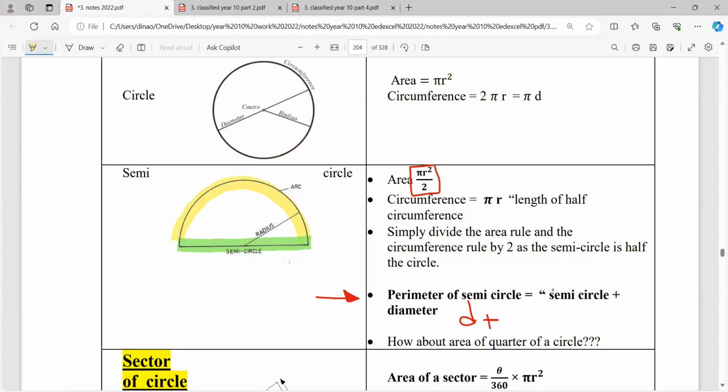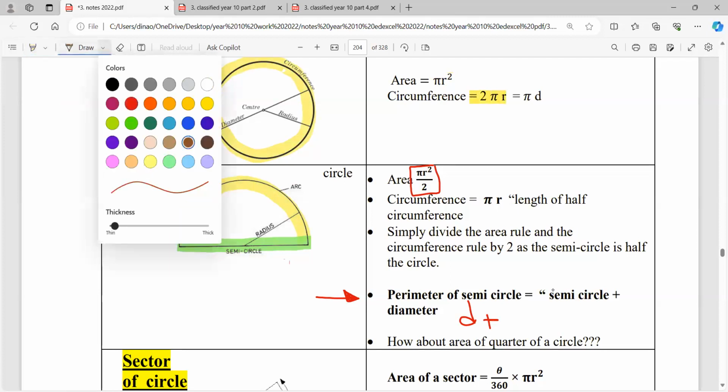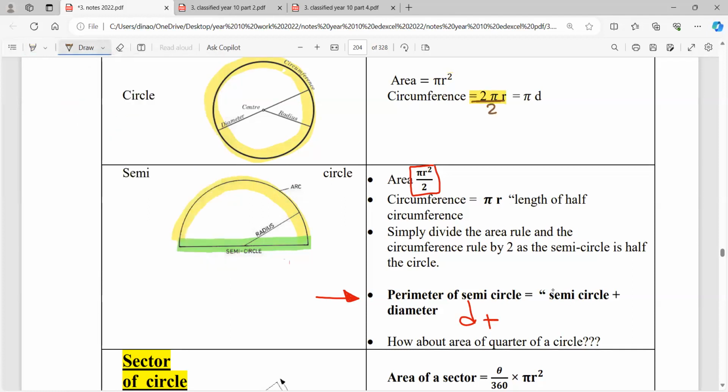Now, how do I calculate the length of this curved line? A complete circumference is calculated by the rule 2 pi r. Okay, half the circumference is calculated by what? Half the rule, leading us to pi r. So this arc, or that half of the semicircle, is calculated by pi r. So if I wish to calculate the perimeter of a semicircle, it would be the diameter plus pi r. Please remember this.